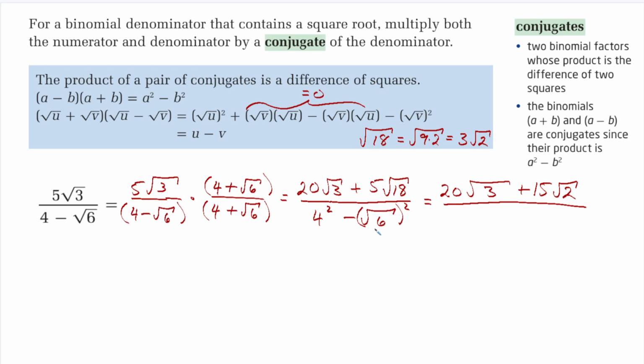Okay. And root 6 squared, those two undo each other. So this is really just going to be 4 squared minus 6. 4 squared is 16 minus 6.